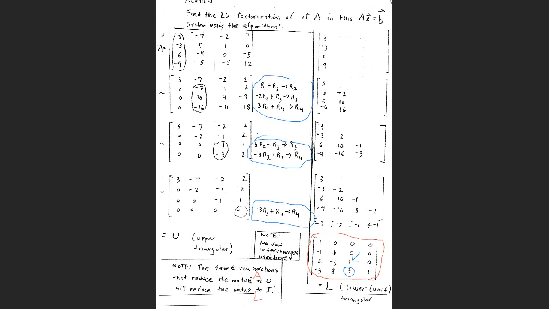If you need to convince yourself, just remember, if you do all these row operations on this matrix L, you will get the matrix L reduced to the identity matrix. That's the key behind this method working. But let's continue on here.